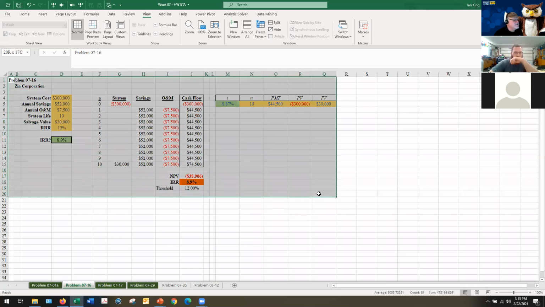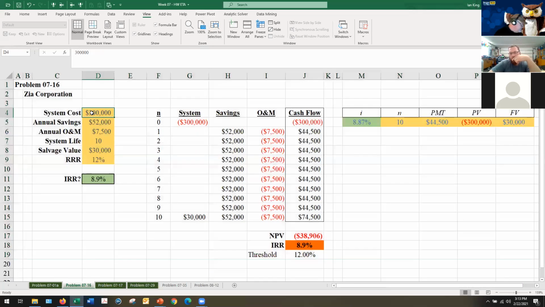So zoom into this stuff so you can see. Okay, so 716 is they're installing a new automated production system to save Zia Corporation gajillions of dollars. It tells you the initial cost and annual savings. Probably should put that negative up there, but since that feeds over there, I can't put it negative now. But 52,000 savings. It costs you 7,500 to maintain it. It's a 10-year life. At the end of 10 years, you can sell it for $30,000.